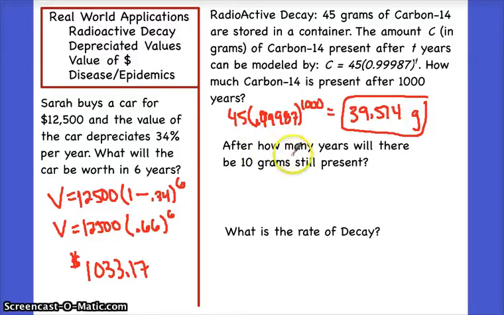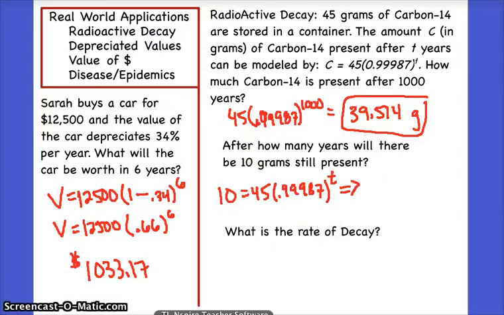Thus, what lets us find the dates or ages of things like dinosaurs or really old clay pots from a long time ago. We can also use that idea backwards. How about if I know there's 10 grams still present, so I know that 10 equals 45 times 0.99987 to the x, but I don't know how old that is. How long will it take to go from 45 grams as principal down to 10 grams? Well, we can use a graph to accomplish that task.